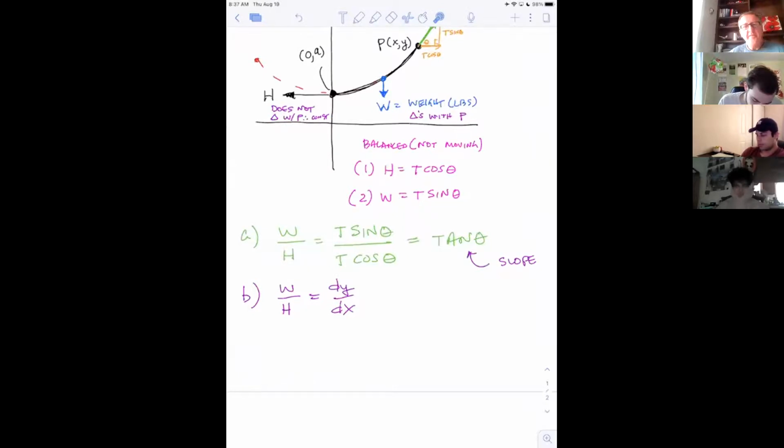Now let's take the derivative of that. And I'd like you to try that really quick. Take the derivative with respect to x. Can you take the derivative of that with respect to x, knowing that w is a variable and h is a constant?